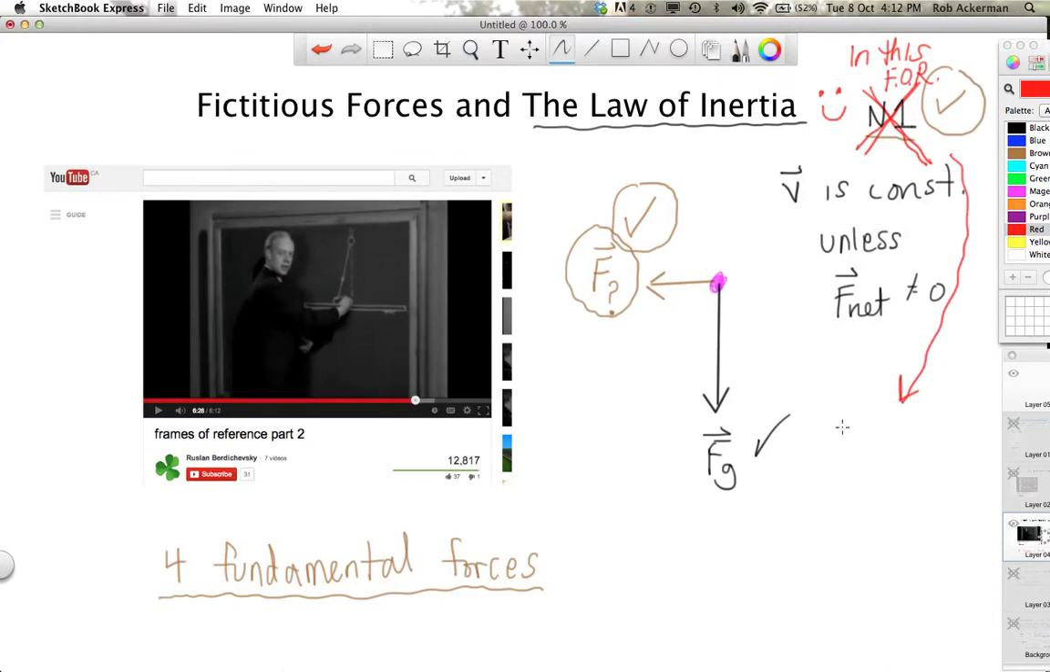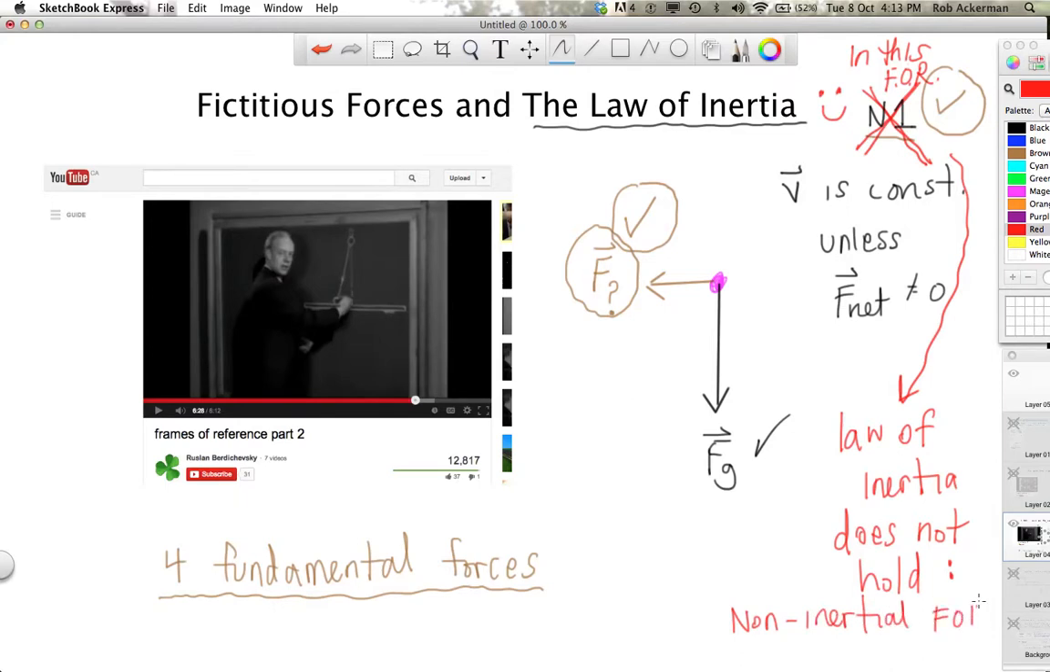Since Newton's first law is the law of inertia, therefore, in this frame of reference, where the law of inertia simply does not hold, we'll just call this a non-inertial frame of reference. And then we'll be able to go to sleep at night without worrying too much.